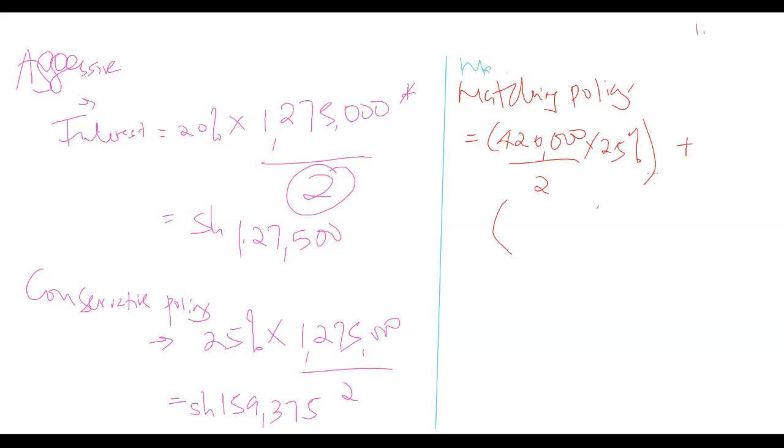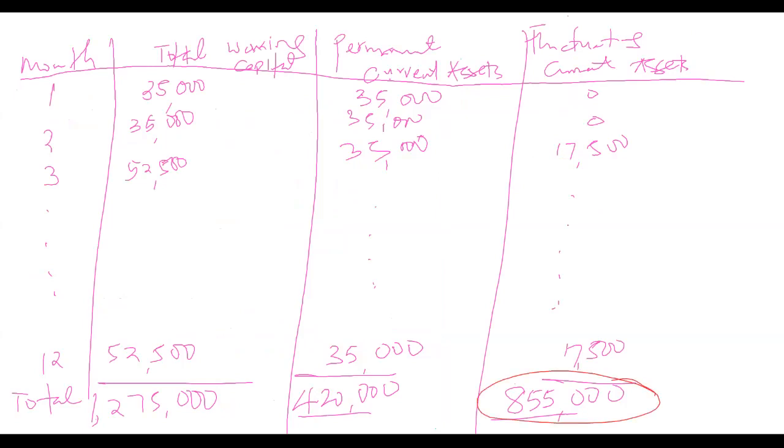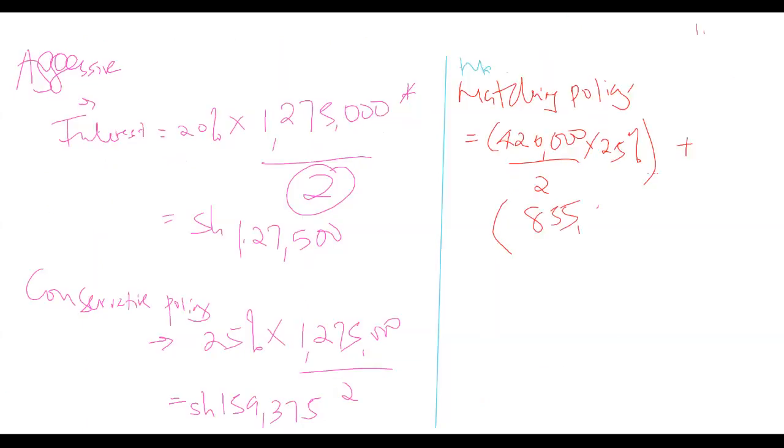In the case of the seasonal, let me go back to the schedule. For the seasonal, we got 855,000. Now we finance using short-term, so 855,000 average divided by 2, times 20%. Because as I mentioned, it's a mix of the two. And you get how much? The cost will be in between 1,500 and 159,375, because it's a mix of those two, so even the cost will be in between those two.